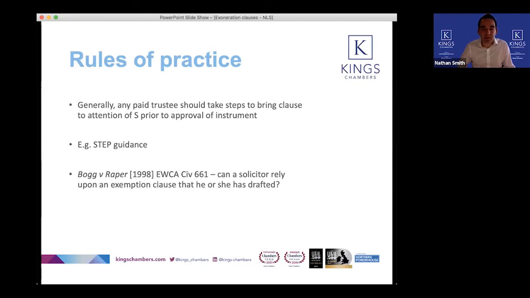It is, though, still, I think, good practice to explain to a client, especially when drafting a settlement, what the terms mean, but to highlight in particular, and to have a note that it has been highlighted and understood, any exemption clauses.